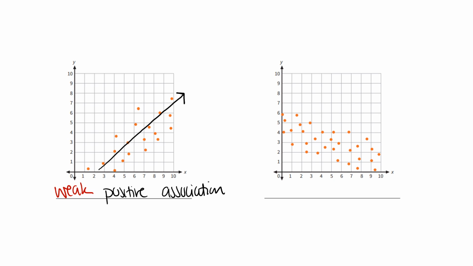For the next pattern, our points and our line are going in a downward pattern, meaning it has a negative association. The points are far away from the trend line, so we would label it as a weak negative association.